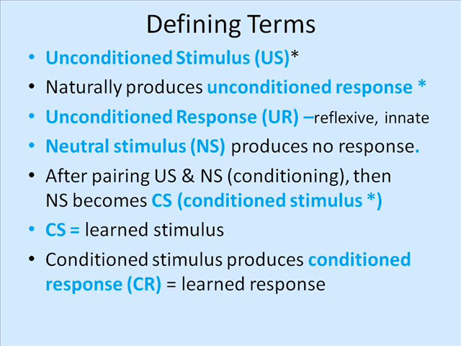The naturally occurring response is called an unconditioned response. The unconditioned stimulus producing an unconditioned response is known as a reflex. It's an innate behavior pattern. Food, when put inside your mouth, automatically causes salivation. It's a reflex. A puff of air to the eye causes an eye blink response. A sudden loud noise to an infant causes a startle response. These are just some examples of reflexive responses.